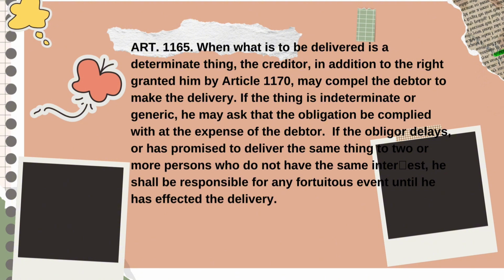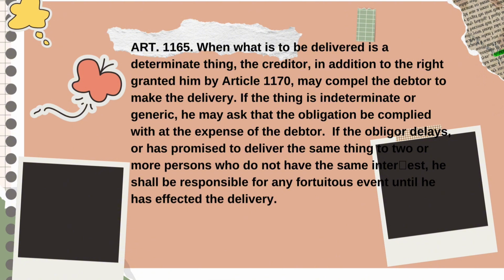Okay. Example pa. Balikan natin yung horse natin kanina. S is obliged to give to B on July 25 a particular horse. So, ibibigay ni S kay B yung horse July 25. Before July 25, si B has no right over the horse.